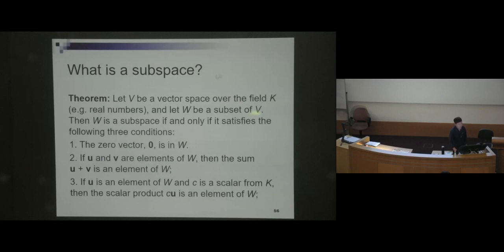So what exactly is a subspace? If V is a vector space over a field K, a set of real numbers, and we let W be a subset of V, then W is a subspace if and only if it satisfies these three conditions. The zero vector is in W. If U and V are elements of W, then the sum U plus V is also an element of W. And if U is an element of W and C is a scalar from K, then the scalar product CU is an element of W. So the theorem actually implies linear systems.